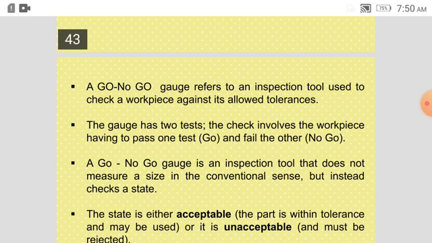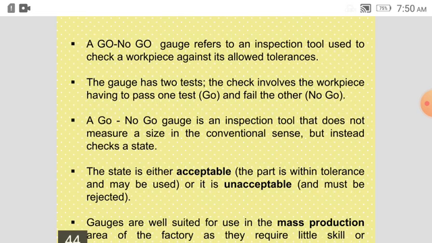These gauges are of two types, go gauge and no go gauge, and these are the inspection tools that will check whether the component or the parts produced are within the tolerance limit or not. The gauge has two tests to check; the workpiece must pass one test, go. So the go gauge should pass through, and that we'll see in detail, no doubt. And the no go gauge should fail.